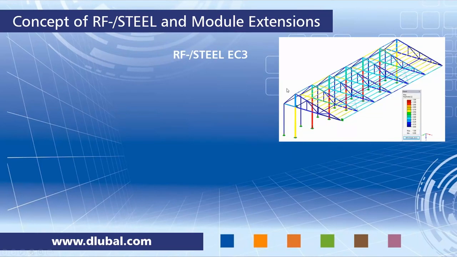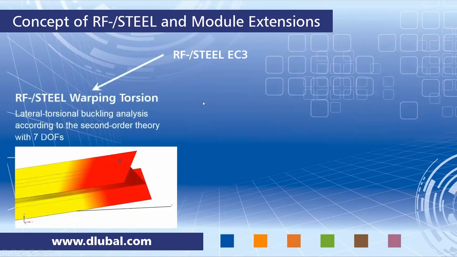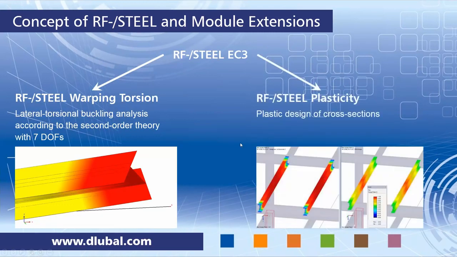And together with this add-on module, you can enable 2 different extensions, and one is the RF steel warping torsion. Here you perform a design with the second order analysis under consideration of a 7th degree of freedom. That's warping torsion. And a second extension is RF steel plasticity. Here you can perform a plastic design of cross sections. They are both working either independent or you can use them in combination. And Wieland will show you this throughout the example.